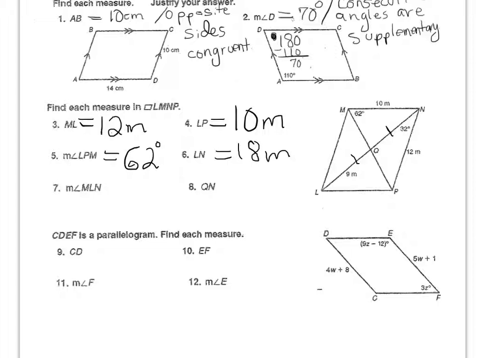Number 7, it's from M to L to N. That is equal to what? 32. How come that is equal to 32? By alternate interior angles, since these two sides are parallel, that is equal to 32. That is right. There you go. And the last one, segment QN.